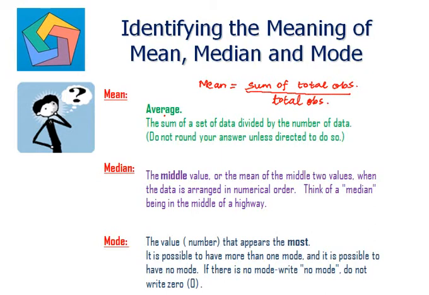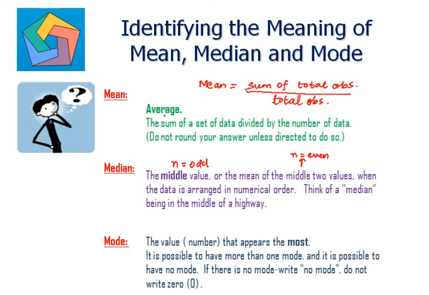Median means the middle value, or the mean of the two middle values. It is the middle value when n is odd. N means the total number of observations. And it is the middle of two values when n is even. The data should be arranged in numerical order, which means ascending order.